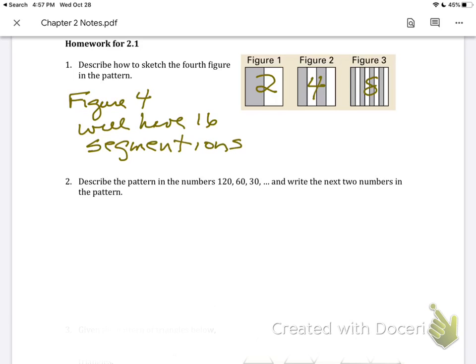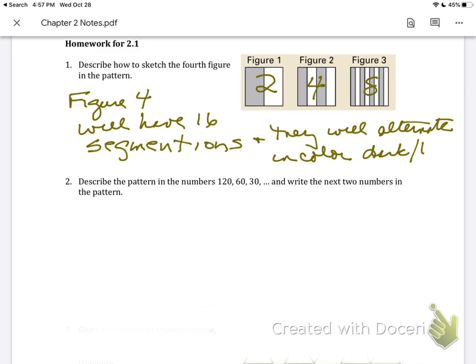And what else can I say? And they will alternate in color, dark, light. Okay, so you don't need to necessarily draw it. It just said to describe how to sketch the fourth figure.